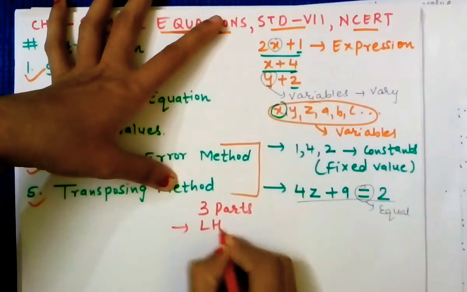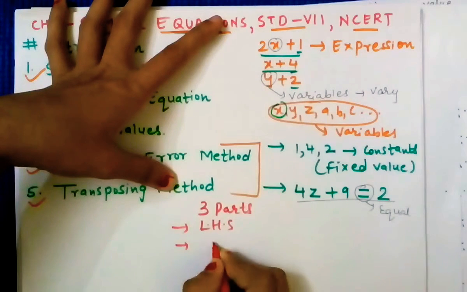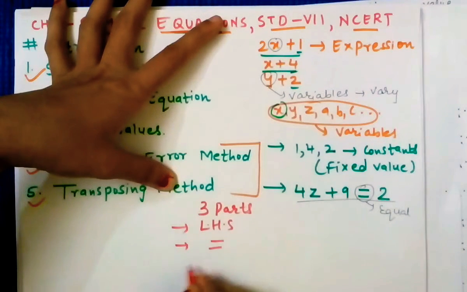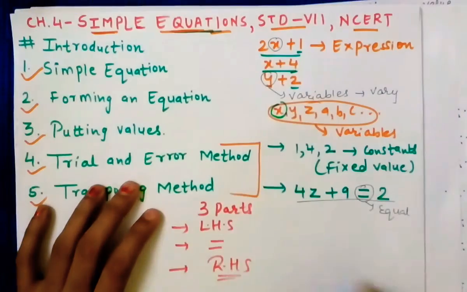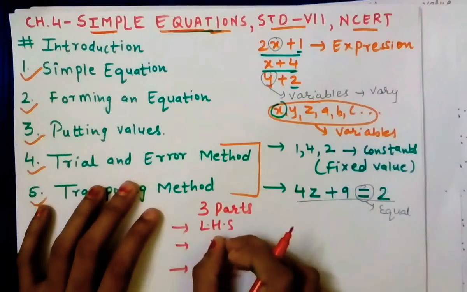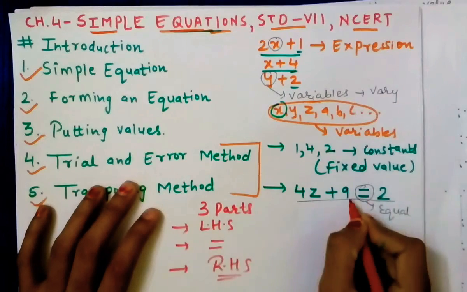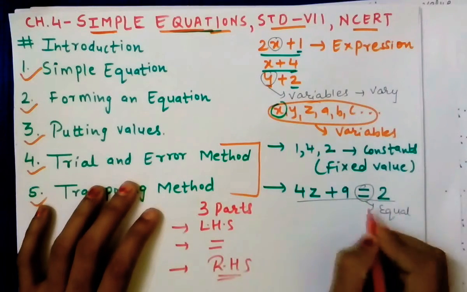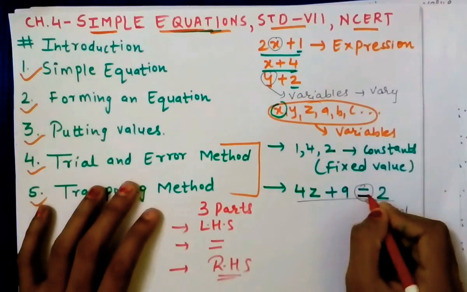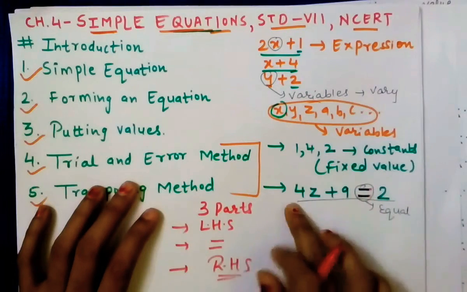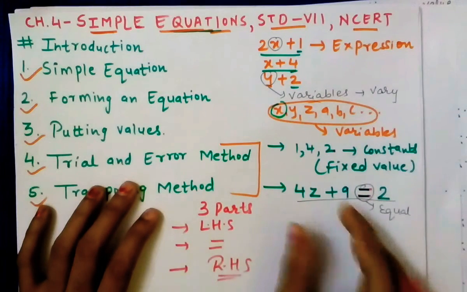One is the LHS part, then the equal to sign, and then the RHS part. So an equation has three parts. Now, what is LHS? LHS means left hand side. Whatever is given on the left side of the equal to sign, see, this is your equal to sign, so whatever is given on its left side, that is your LHS part.